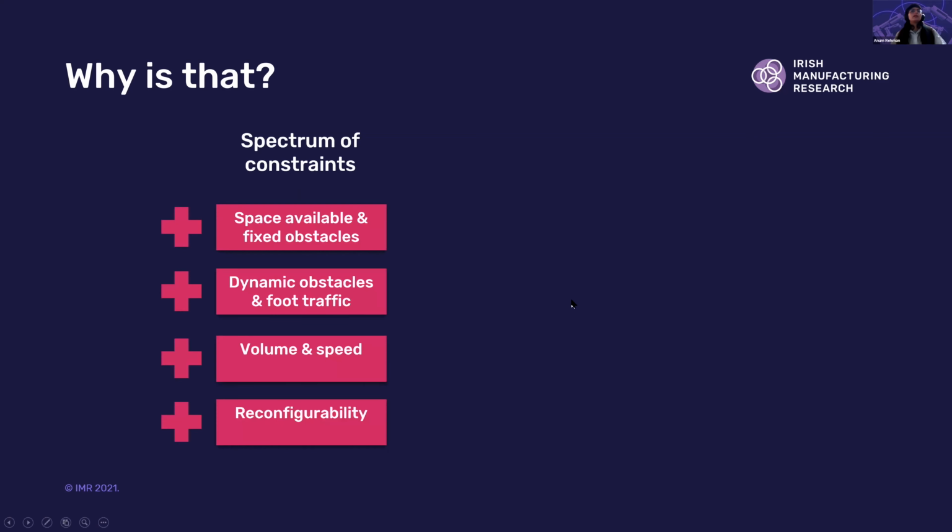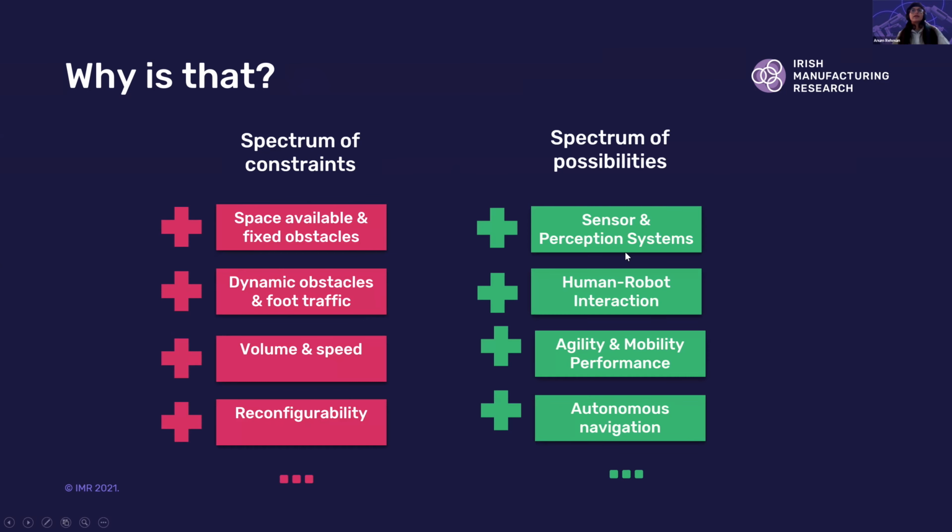For example, space availability, type of obstacles in the way, volume or speed requirement from the product, reconfigurability needs from the system. And on the other hand, a spectrum of possibilities makes the decision-making process a bit more challenging. For example, technologies like sensor and perception systems, human-robot interaction, agility and mobility performance, autonomous navigation, and many more.